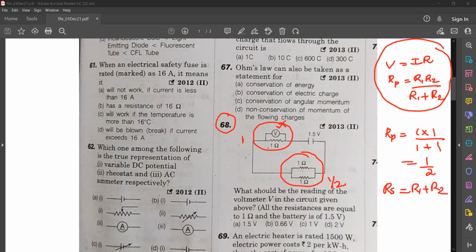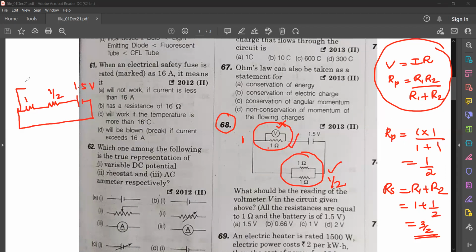Here we have a resistance 1 ohm. So that is 1 plus 1 by 2, isn't it? That is 3 by 2. Okay, so R series we got, that means the equivalent resistance of this circuit, because this resistance and this resistance are in series, just like this. So 1 and 1 by 2, we found the resistance as 3 by 2. Now in this circuit we have a battery of 1.5 volt. Then we have to find the voltage across this resistance, isn't it?